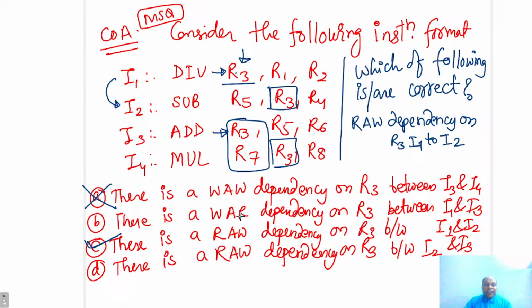Now there is a write after read dependency on R3. Write after read dependency on R3, it is between this particular point. Write after read is this particular point between I2 and I3. So this particular option is also wrong. Now there is a read after write dependency on R3 between, it can have, I think, I3 and I4. Okay, I3 and I4. So this particular option is also correct. Now the correct answer for this particular question is option C and D.